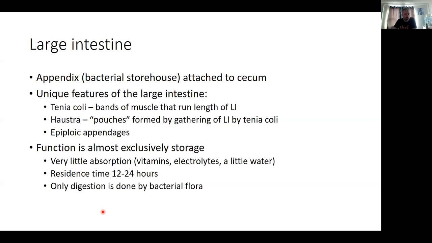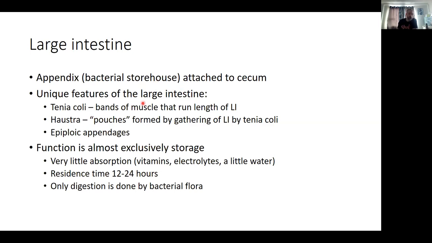We've also got a couple of other interesting little features here we don't see anywhere else. We have an appendix which hangs off of the cecum. This is a bacterial storehouse. This is part of where the gut flora resides. So the bacteria that live in your large intestine and break down stuff, we'll talk about in the next slide. This is kind of a little refuge area. So if they get wiped out from the colon itself, they can recolonize it from there.